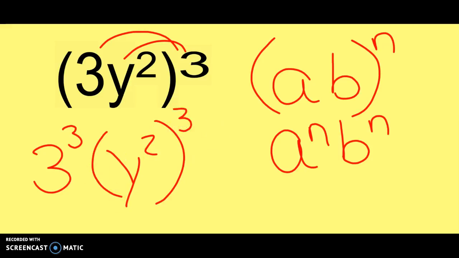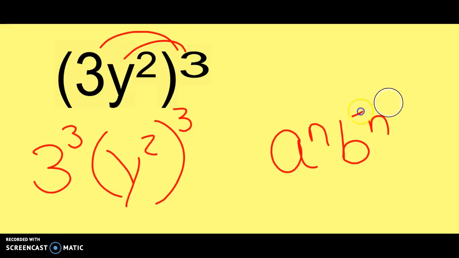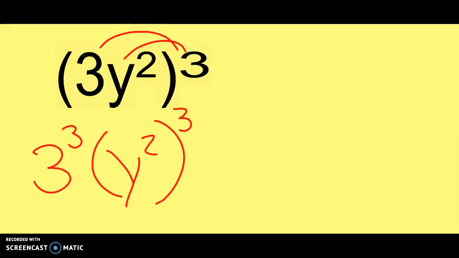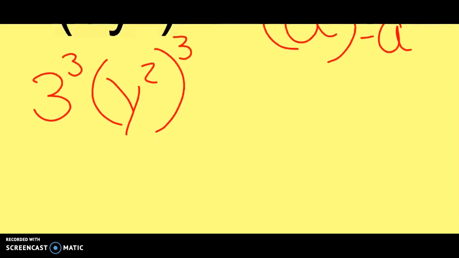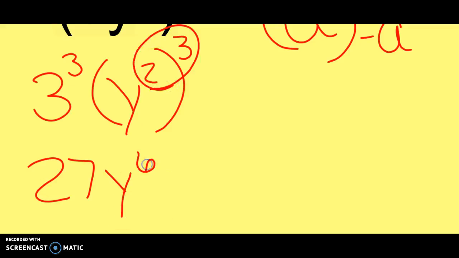And now we've got another rule that we need to remember. Anytime you raise a power to a power, you're basically multiplying the exponents. So a is equal to m times n. So when we come down over here, 3 to the 3rd is 27. And y squared to the 3rd power is really just y to the 6th. And that's it. That's all you do with that.